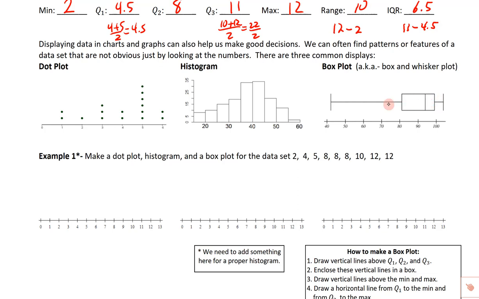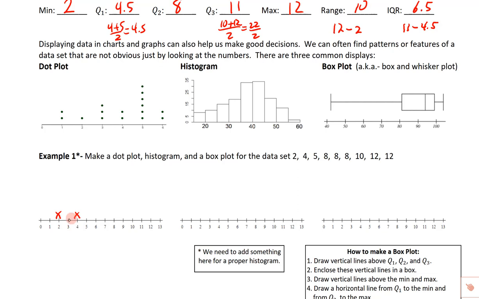Now, the next one says we want to make a dot plot, a histogram, a box plot for that data set that we had up above. So here's what we do on this one. We're just going to take each one of these, and for a dot plot, we're going to represent each one of those with a dot, or sometimes I like to use an X. So I'm going to put an X above the 2. Then we've got a 4, so I'll put an X right there.